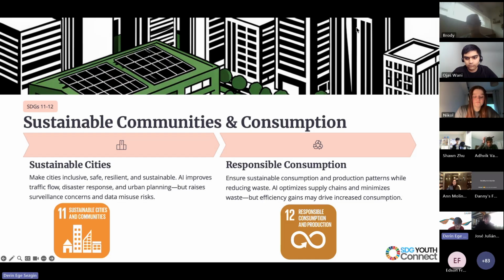Responsible consumption and production, SDG 12, ensures sustainable consumption and production patterns while reducing waste. AI can optimize supply chains and minimize waste. To give you an example, if a school cafeteria produces a set amount of food every day and a set amount of food is consistently unused, then maybe they can reduce the amount of food they make to use less food but still feed the same number of people.